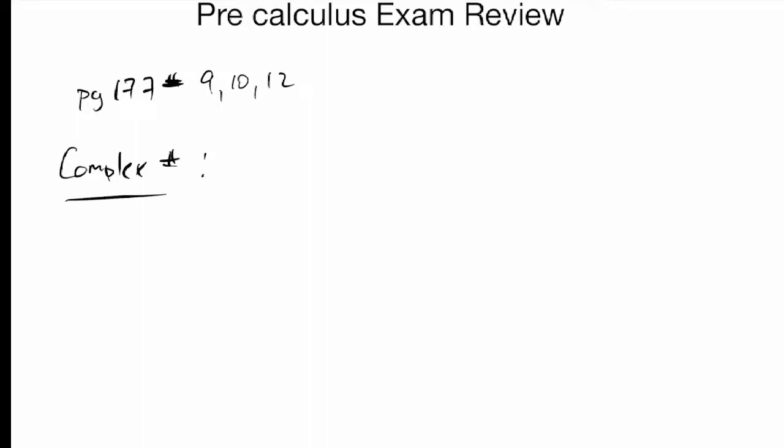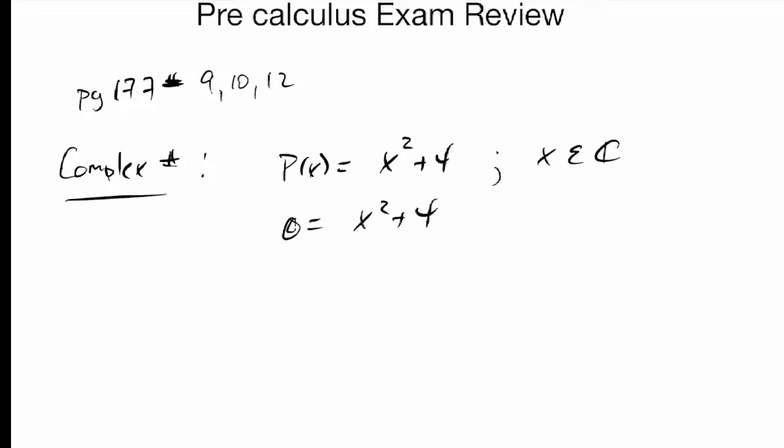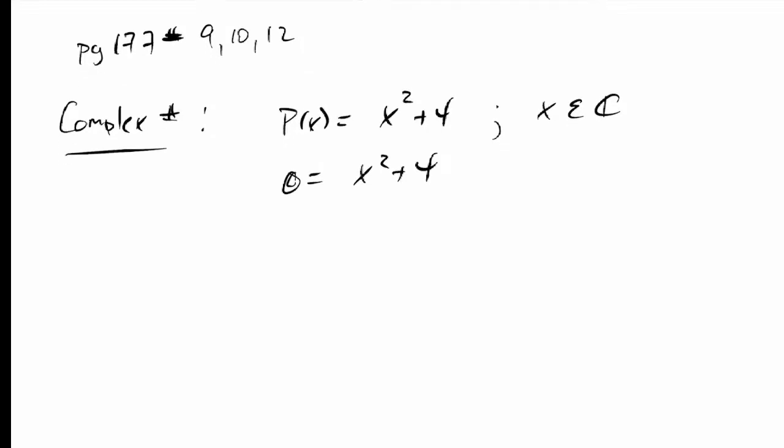For complex numbers, Yusria, if I give you, let's say, a polynomial p(x) = x squared plus 4, and it wants all roots over the complex numbers, let's try to solve that one. You'd set this equal to 0 and solve for x. In this case, you could bring the 4 to the other side.